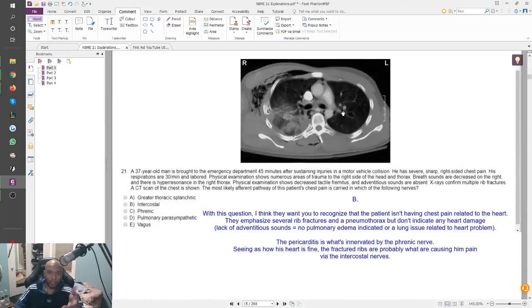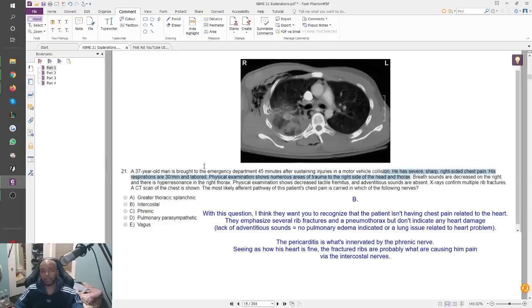Here, you know what you're looking at is a CT of your abdomen. So, a 37-year-old man is brought to the emergency department 45 minutes after sustaining injuries in a motor vehicle collision. Severe, sharp right-sided chest pain. Respirations are 30 per minute and labored. Physical exam shows numerous areas of trauma to the right side of the head and thorax.